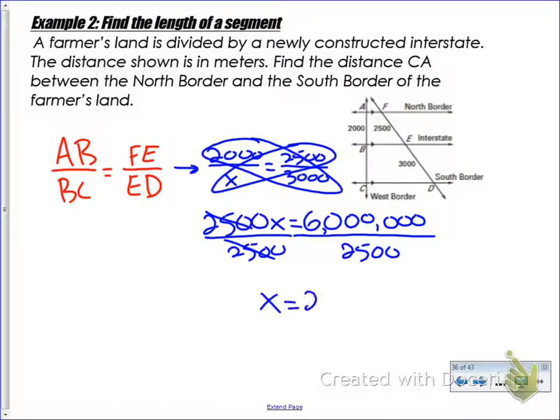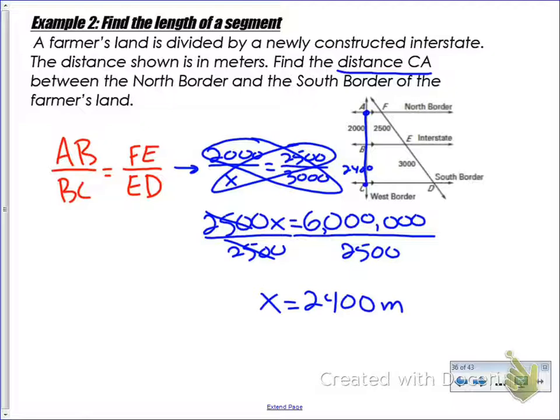Which is going to give me 2,400, and that's going to be in meters, where distance is shown as meters. So x from B to C right here is going to be 2,400 meters. Now that's not the answer. What we're looking for is the distance CA from the north border all the way down to the south border.